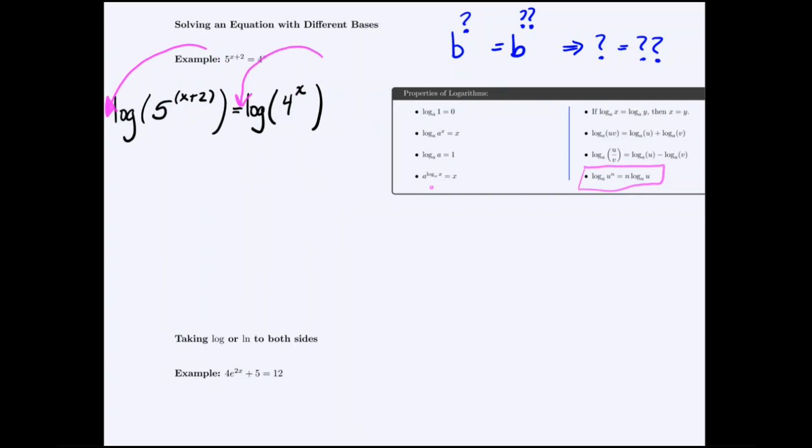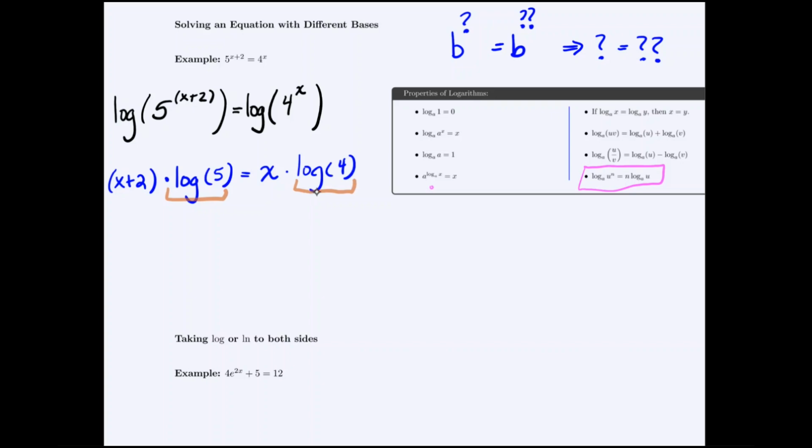So we could write the new equation, x plus 2 all times log of 5 equals x times log of 4. And while definitely these two things look complicated, log of a number is just a number, and specifically it's a number that your calculator knows. We could easily type this into our calculator, but I'm going to wait until the very end just so I'm not writing out tons of decimals. So this is basically x plus 2 times some number equals x times some number. This is an equation that we can solve.